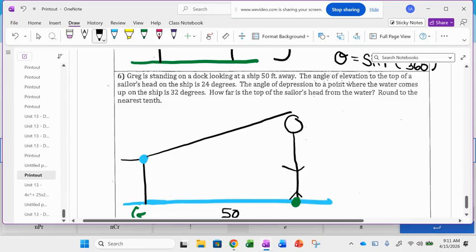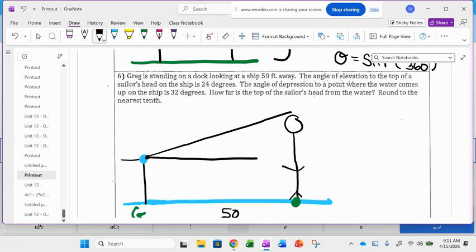Now remember, an angle of elevation is one side of the angle looking up, and the other side has to be horizontal right here. And this is 24 degrees.